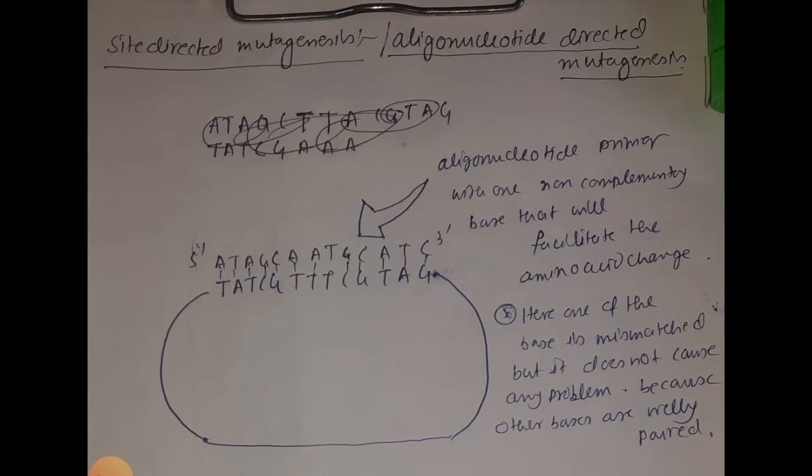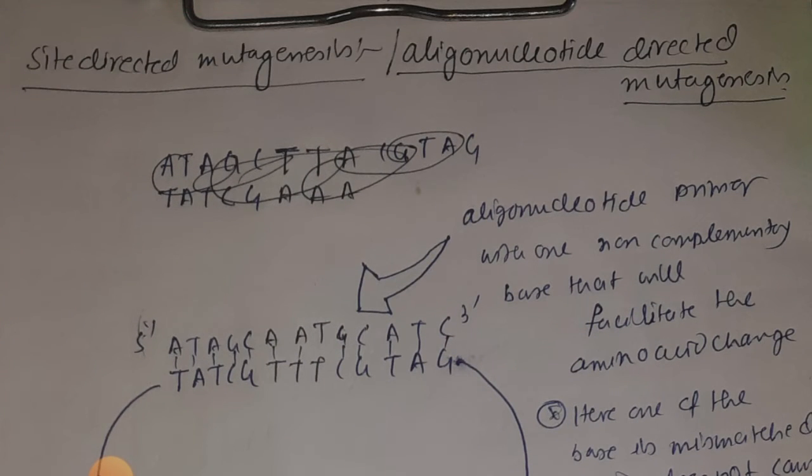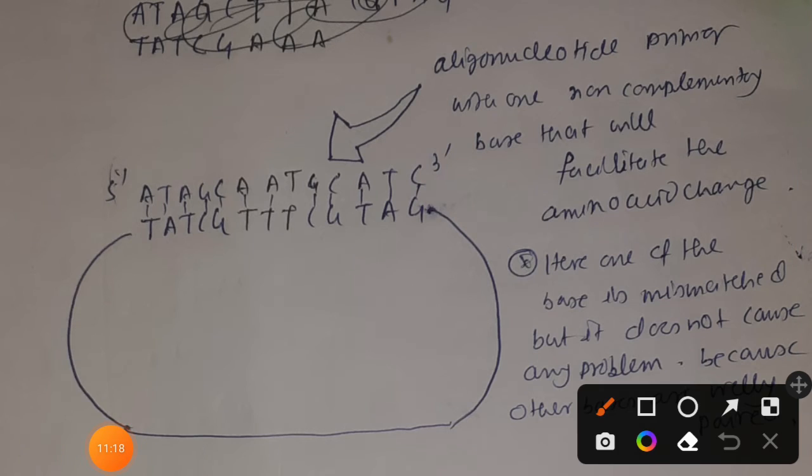So if I repeat this procedure, site directed mutagenesis or oligonucleotide directed mutagenesis is a protein engineering technique in which we are replacing one amino acid in a protein. So here we are incorporating a point mutation at the DNA level. What are the important things that we have to keep in mind? One thing is we need a single stranded DNA template that contains the gene of interest that will encode the protein. And we have to know the nucleotide sequence around the site to be altered.